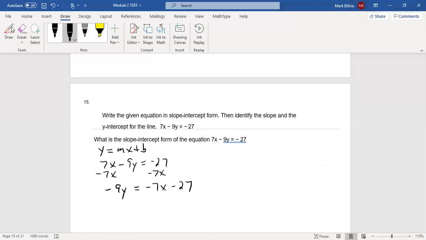So we're solving for y. We're going to divide both sides by -9. That gives us y equals, a negative over a negative is positive, so that's 7/9 x. And -27 divided by -9 is a positive 3. So our slope is 7/9, and our y-intercept has the coordinates 0, 3.